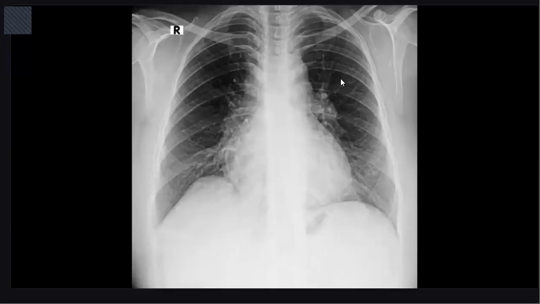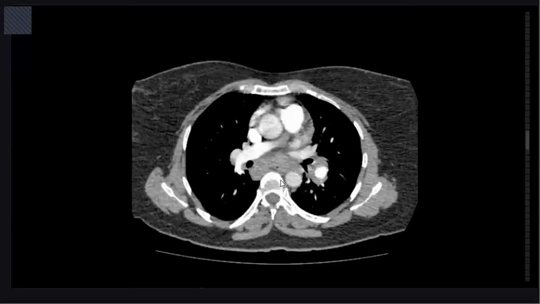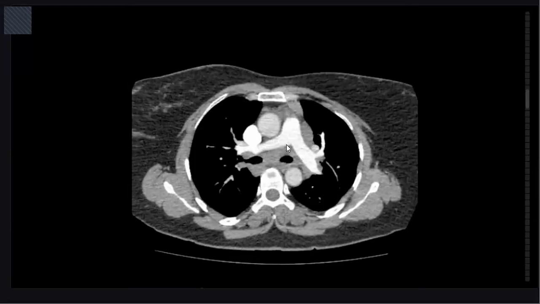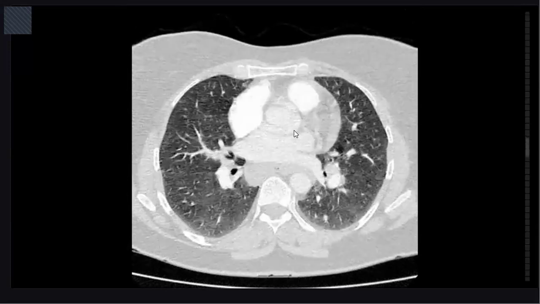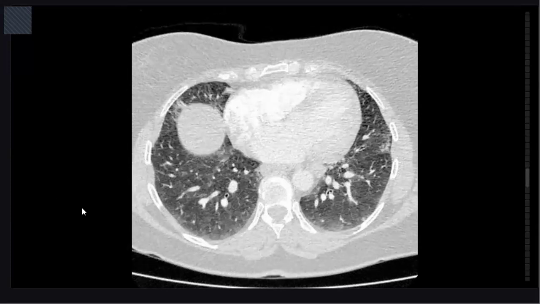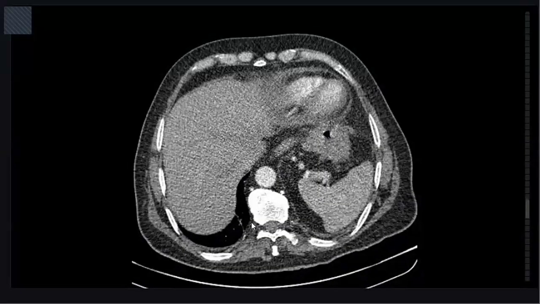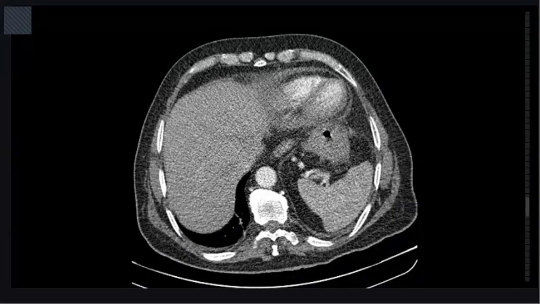On the chest radiograph, there is left hilar and left paratracheal lymphadenopathy. If I showed you the CT scan, there is extensive lymphadenopathy in the chest and some parenchymal changes. So it was a case of systemic sarcoidosis with involvement of the brain, neurosarcoid.